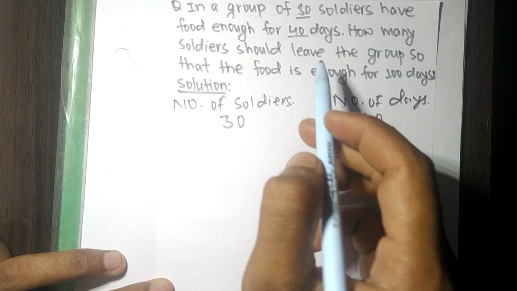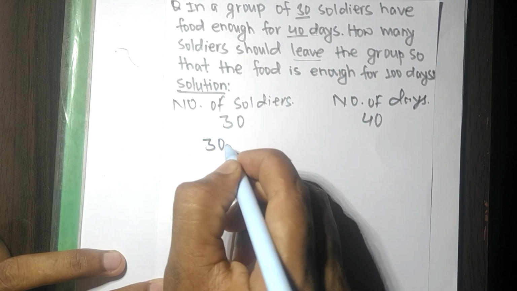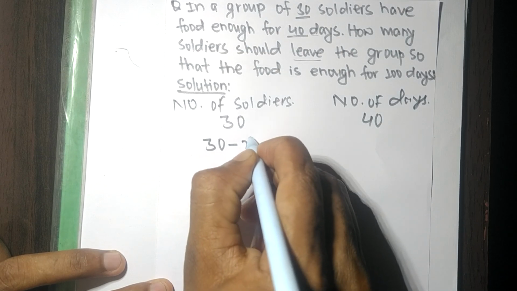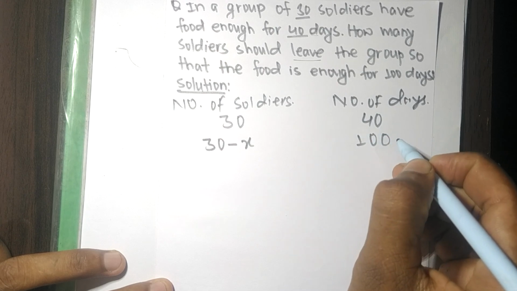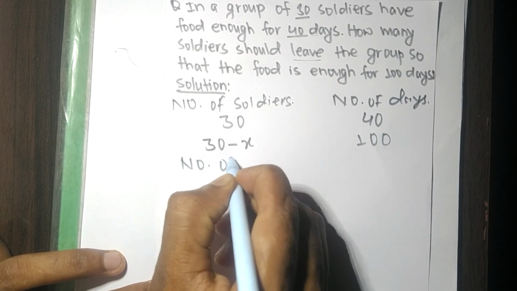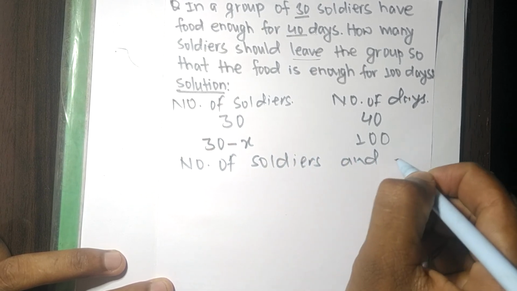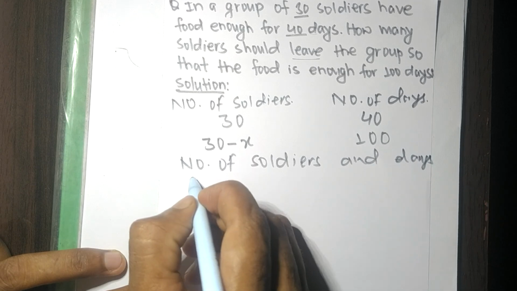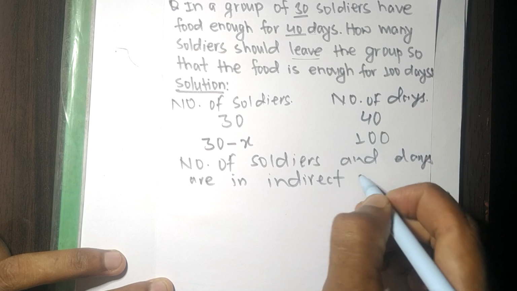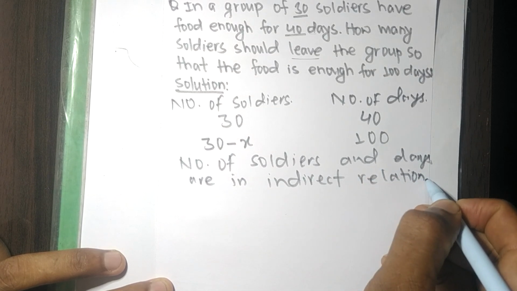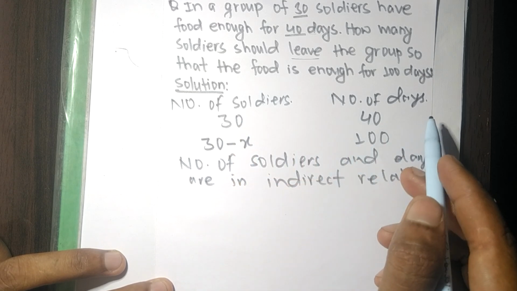In the second condition, how many soldiers should leave? So already we have 30 soldiers, and suppose x soldiers leave so that the food is enough for 100 days. So here the number of soldiers and days are in indirect relation. So here is the indirect relation between the number of soldiers and days.